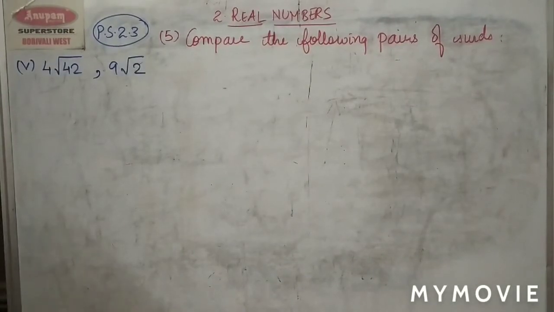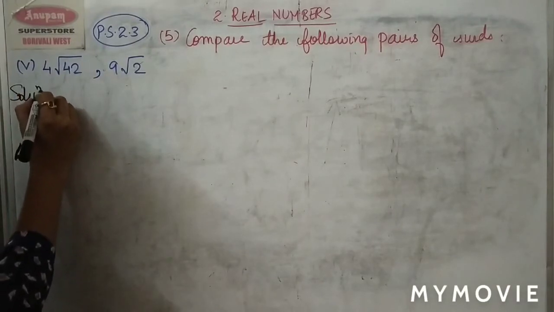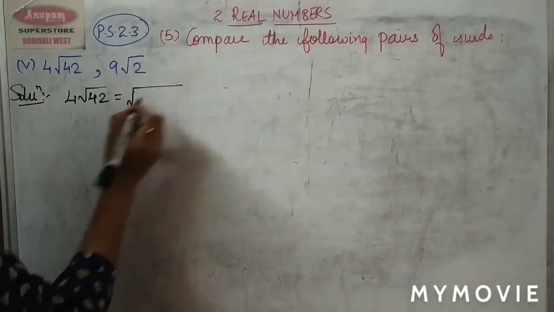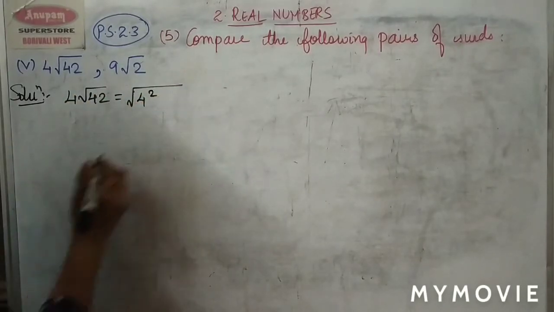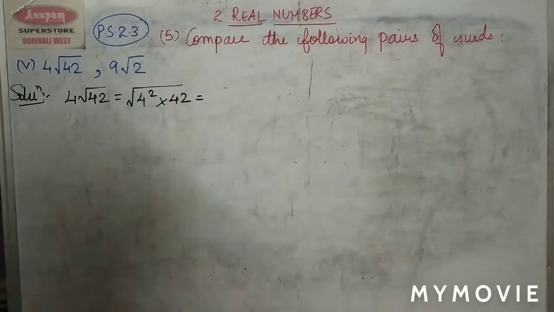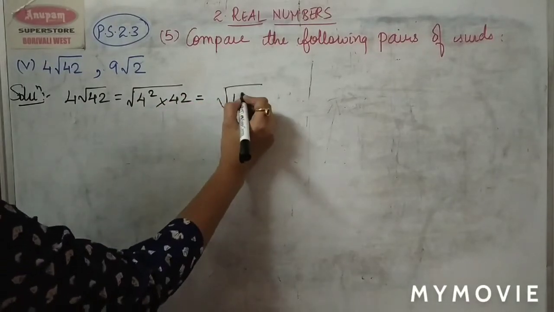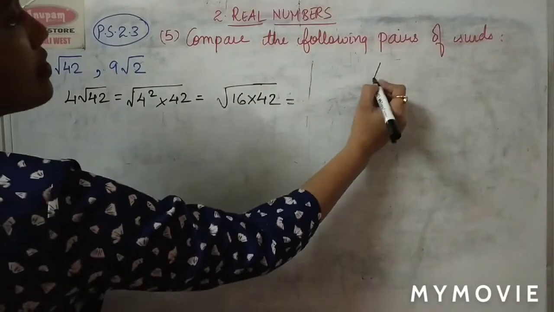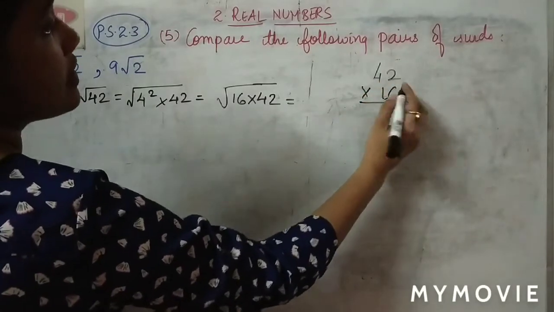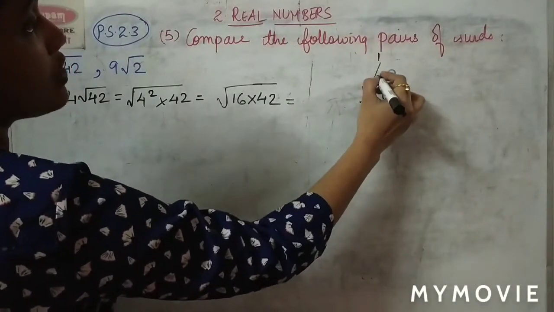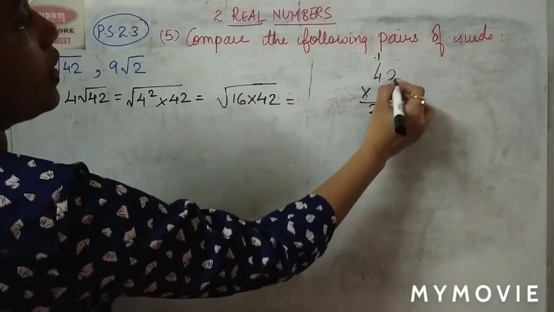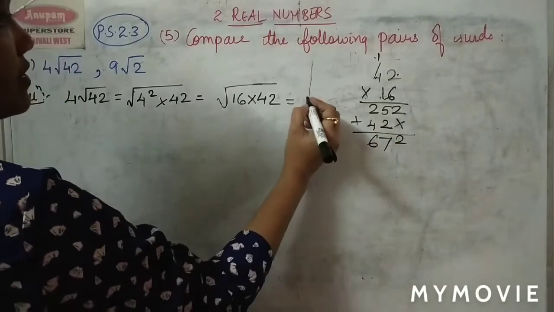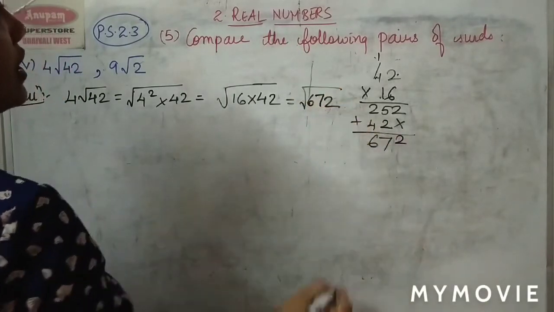In the fifth sum, we are going to take 4 inside and 9 inside. So 4 root 42: inside the square root, this 4 will go inside. So this becomes 4 square into 42. The square of 4 is 16 into 42. So you'll have to multiply 42 into 16. 6 2s are 12. 6 4s are 24 plus 1 is 25. 1 2s are 2 and 1 4s are 4. So 2, 7 and 6. So this is going to be square root of 672.